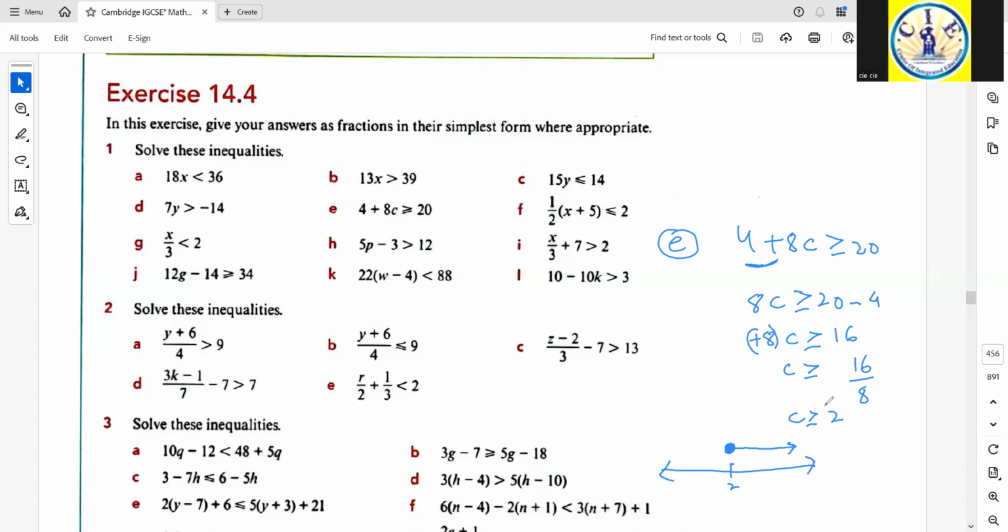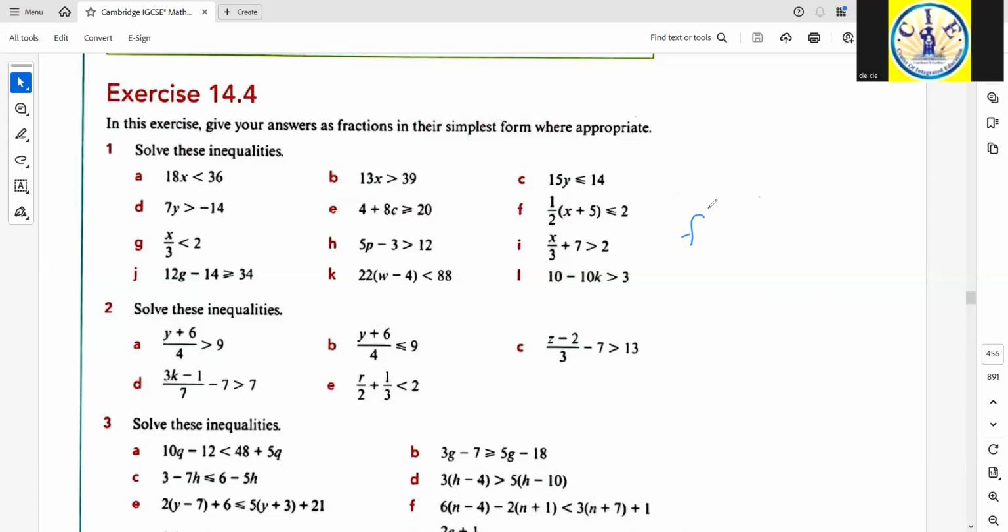These are to be done exactly on the same pattern. Let me do part F. 1 by 2 x plus 5 lesser than or equal to 2. First of all, we will shift this 2 to the other side. It will get multiplied by 2. That will give us 4. And now we will shift this 5 to the other side. So x is less than or equal to 4 minus 5, which is negative 1.